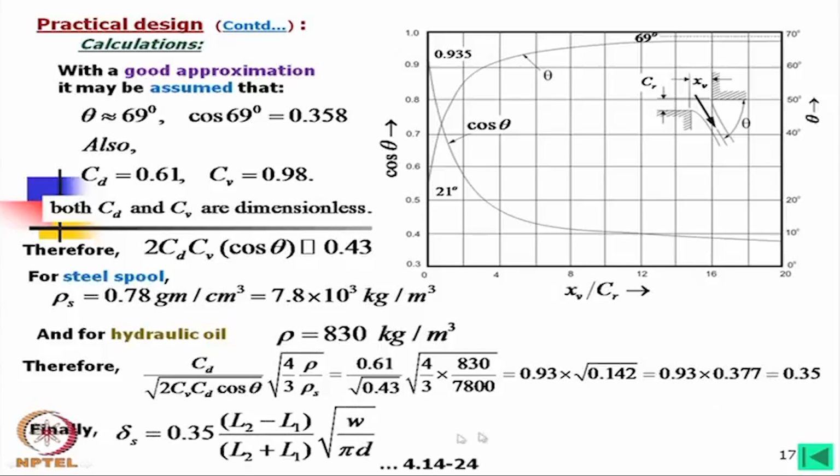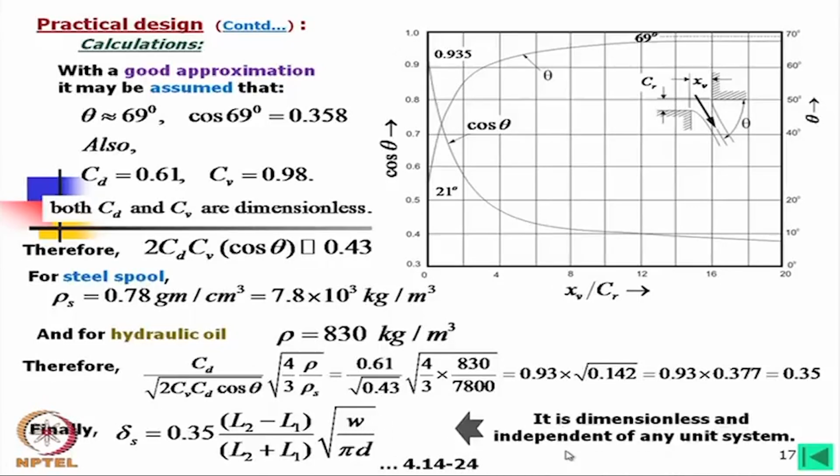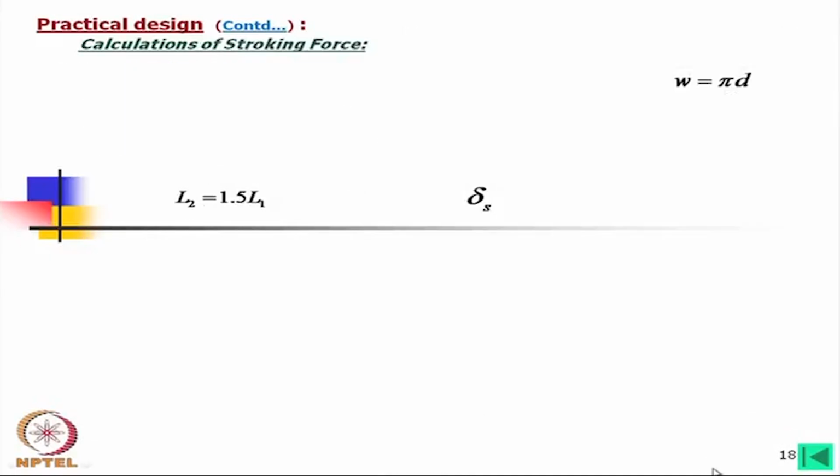And therefore, the damping ratio can be rewritten in this form. Still we are maintaining this part because W, meaning the totally full peripheral opening, may not be equal to pi d if it is partial. It is dimensionless and independent of any unit system.